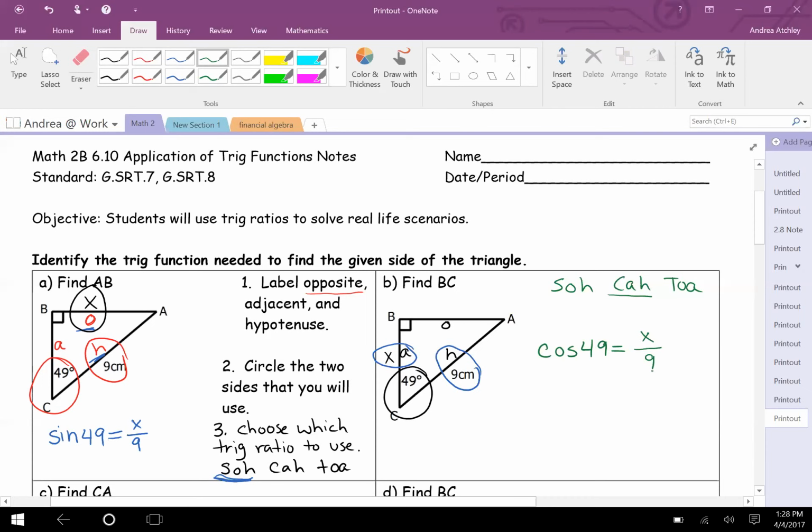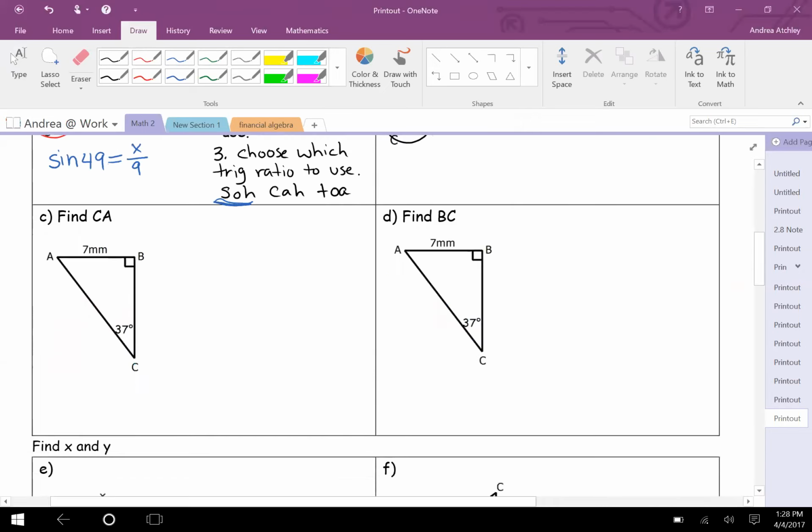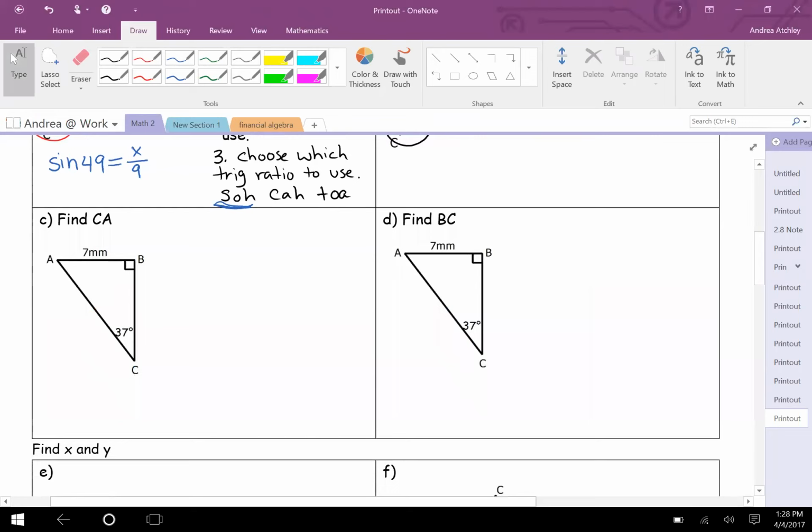Any questions over that? Okay. Let's try the next one. Find CA. Okay, so I need everybody to go and check and label the opposite, the adjacent, and the hypotenuse of the angle that has 37 degrees. That's 37 degrees.